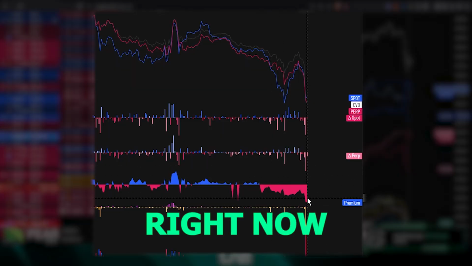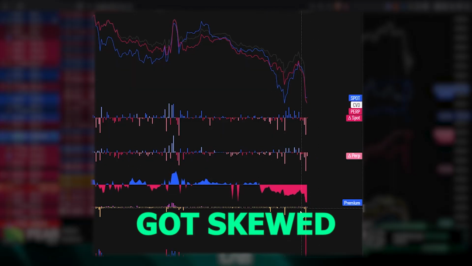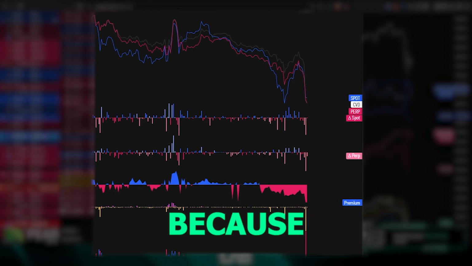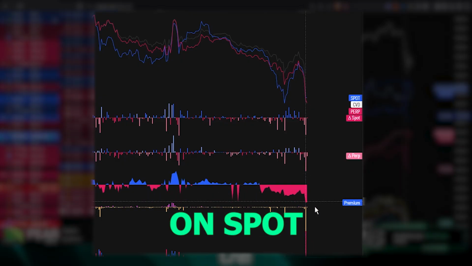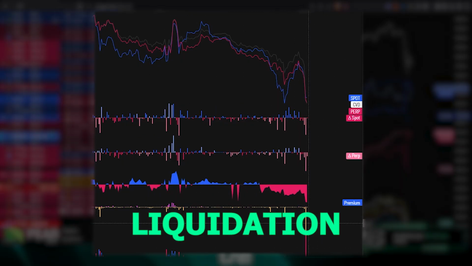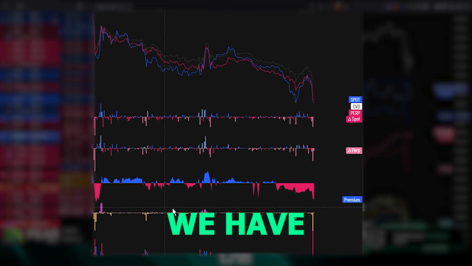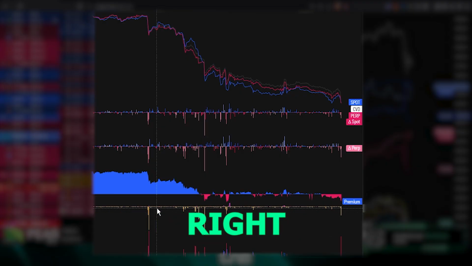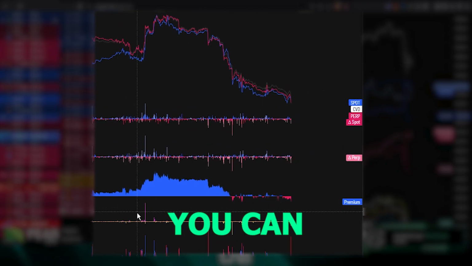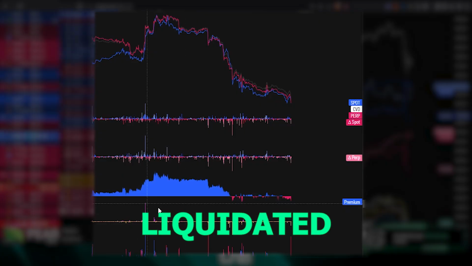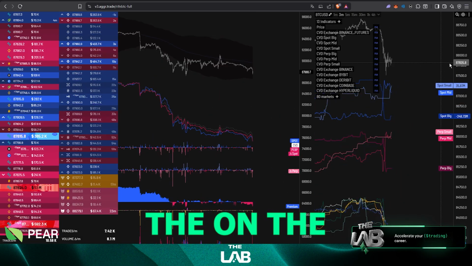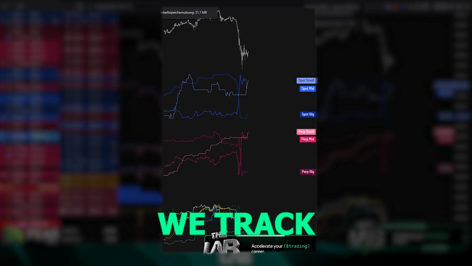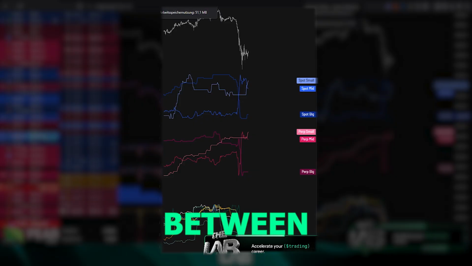Vice versa right now, since perp longs got skewed, we have a discount on perps, because we have a discount on spot, because spot got sold, which led to this liquidation we saw here, right? Below here we have liquidation bars, and the larger the delta, the larger the liquidations that came in. You see here that the upper ones are shorts getting liquidated, the lower ones are the longs getting liquidated. Here on the right side, this is where I go down on lower time frame, because this is where the beauty happens, where we track flow split between exchanges, right?